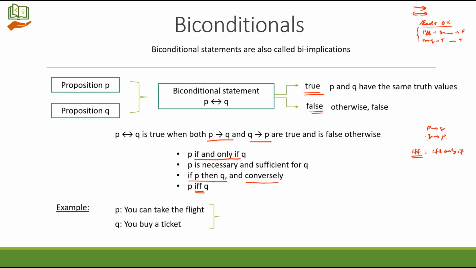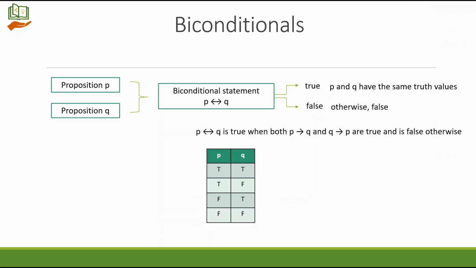Now we will see an example. You can take the flight is proposition P. You can buy a ticket is proposition Q. Now just apply it in biconditional. You can take the flight if and only if you buy a ticket. So in implication, we saw about negation of P or Q from Q unless negation of P. Here we are going to see about P implies Q and Q implies P.